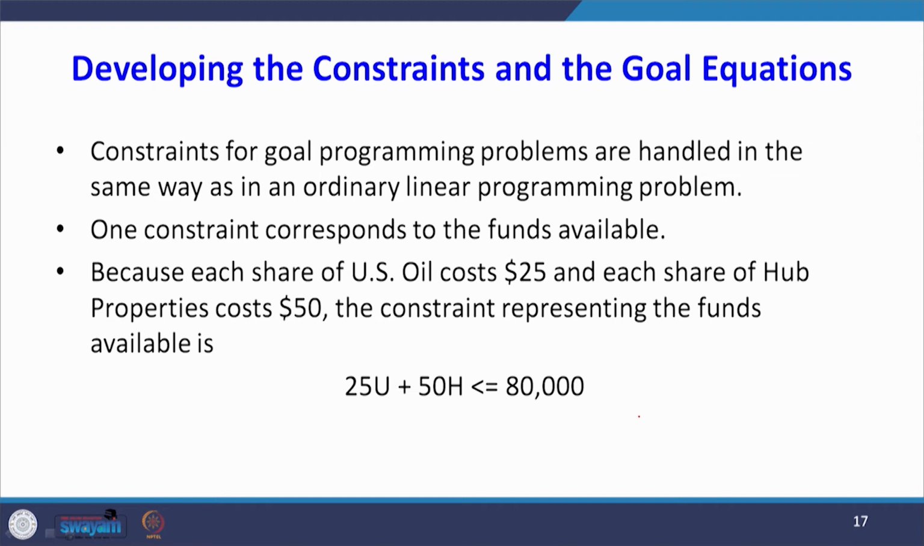Now, developing the constraint and goal equations. Constraints for goal programming problems are handled in the same way as in an ordinary linear programming problem. Here, the one constraint corresponds to the funds available, because each share of US Oil costs $25 and each share of Hub Properties costs $50. The constraint representing the funds available is 25U + 50H <= 80,000.